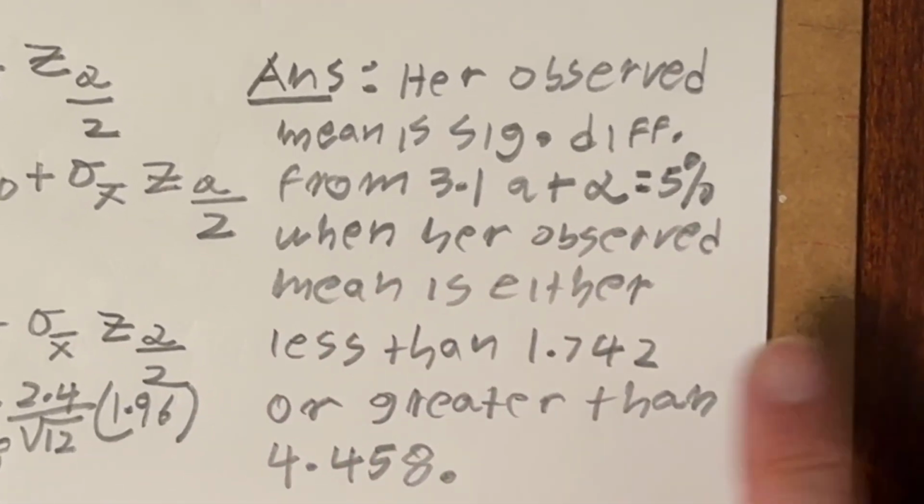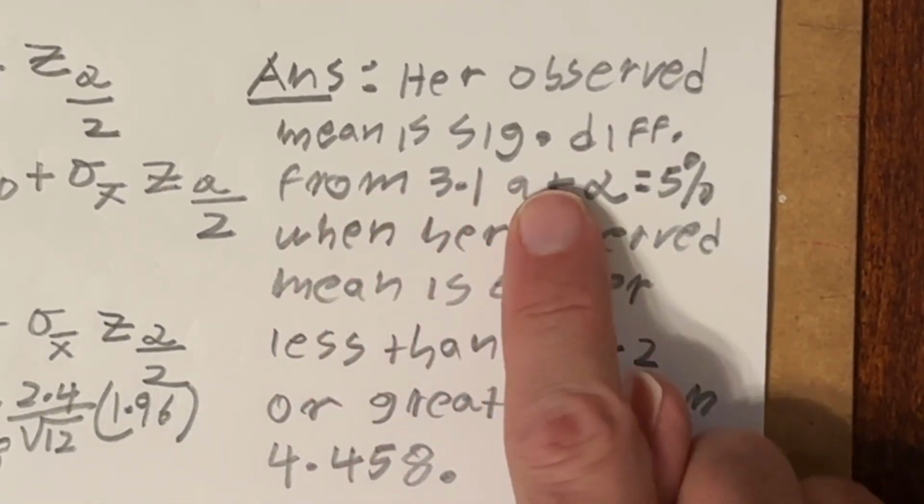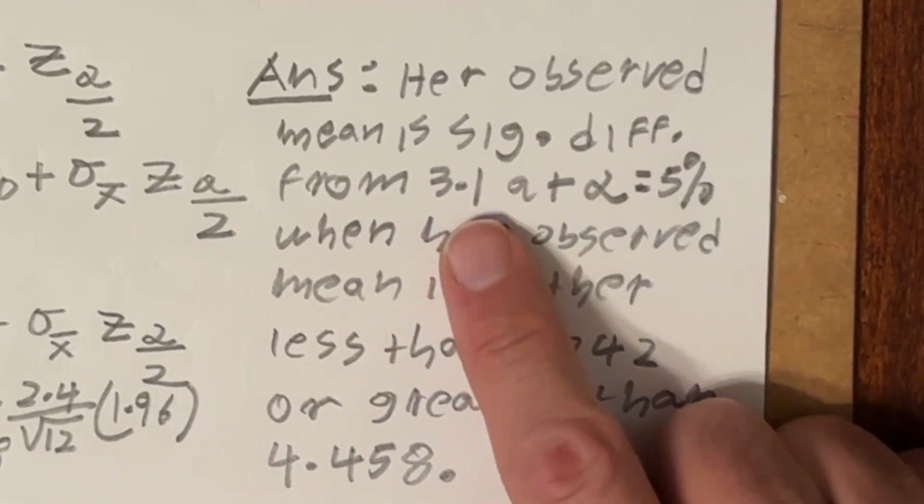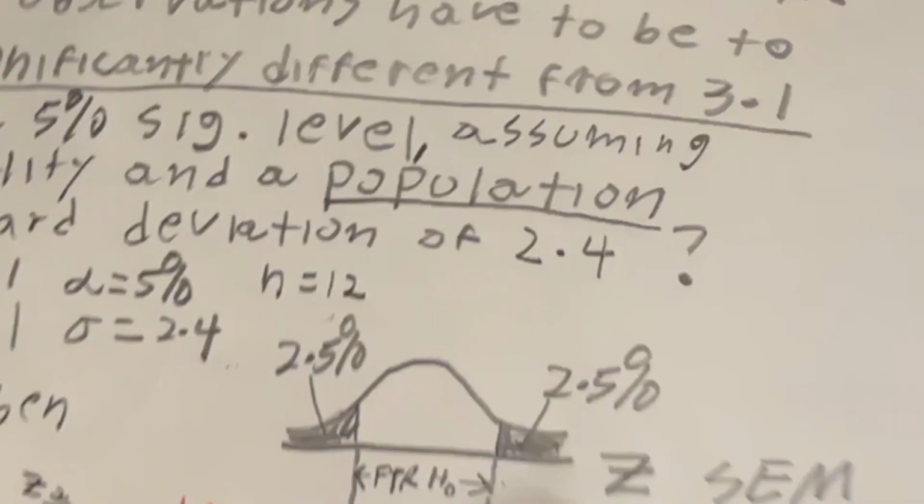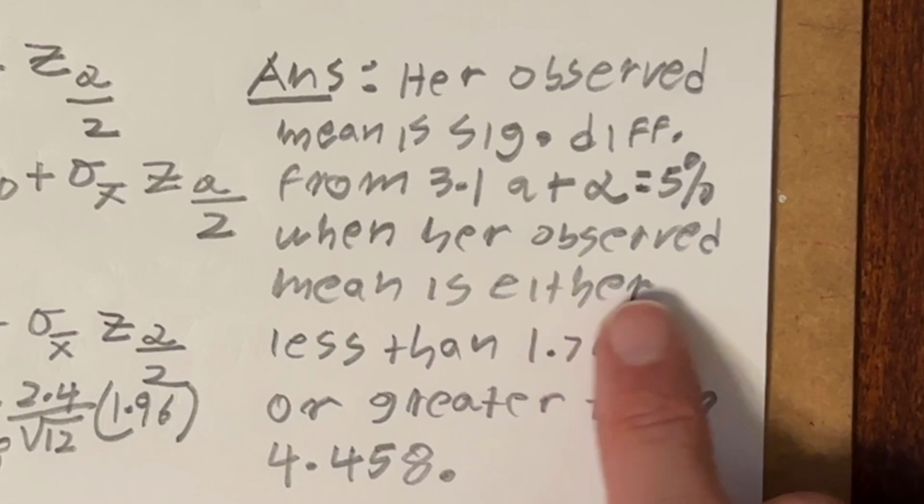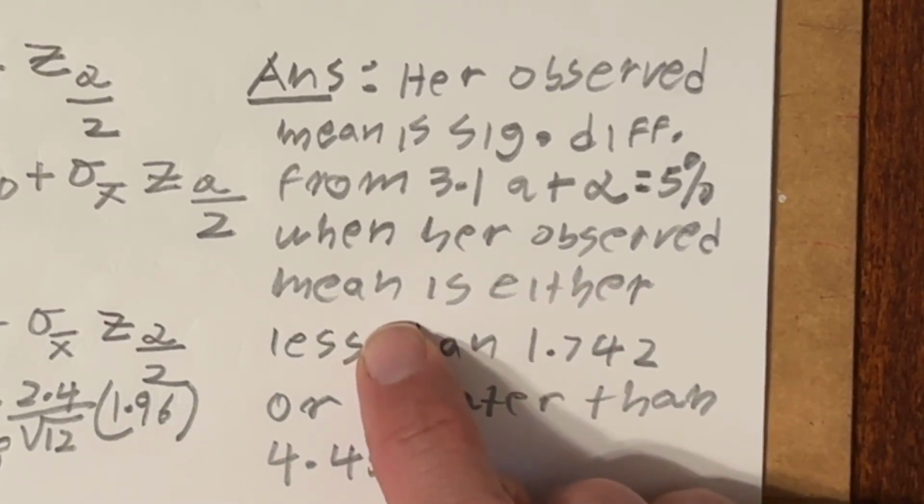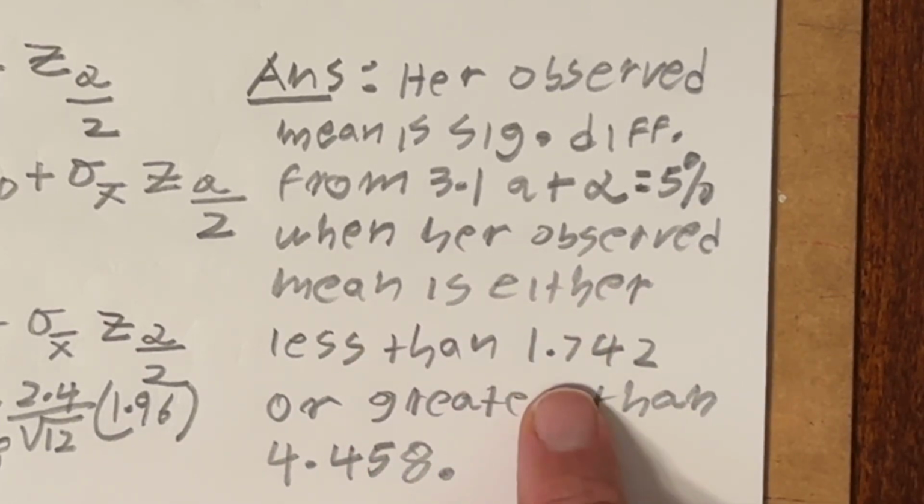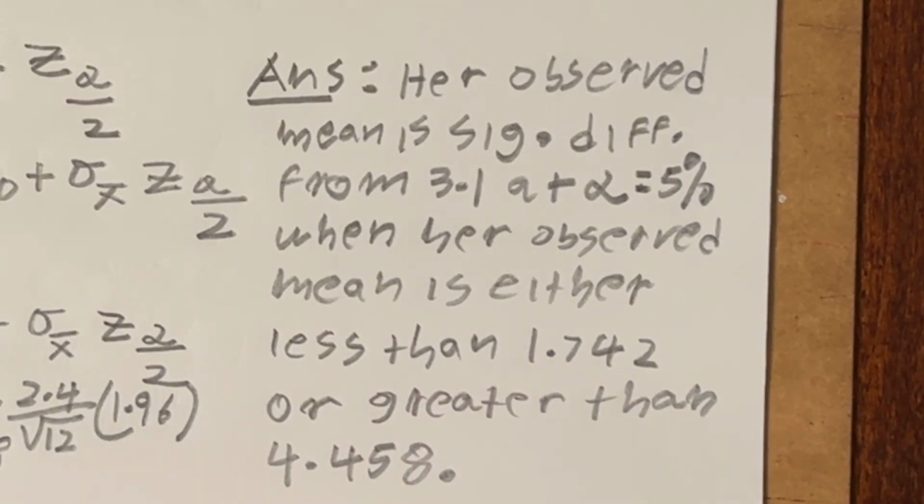So full credit answer: her observed mean is significantly different from 3.1, the hypothesized mean, when her observed mean, the same as the sample mean, is either less than 1.742 or greater than 4.458. And that's the full credit answer.